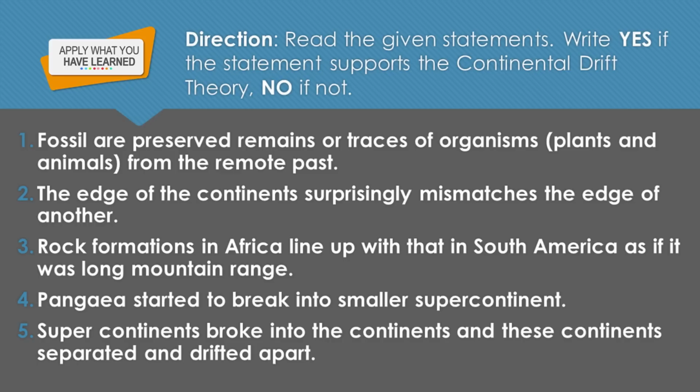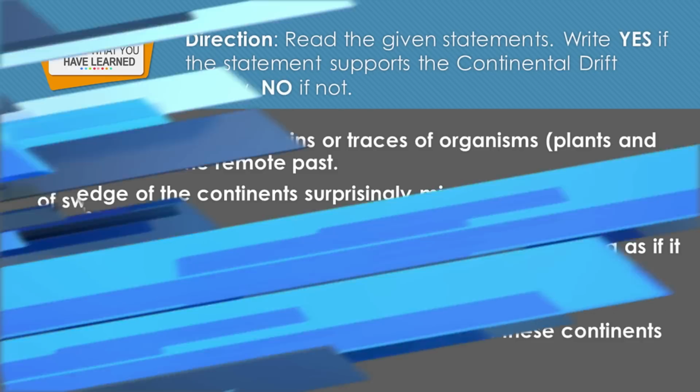2. The edge of the continent surprisingly mismatches the edge of another. 3. Rock formations in Africa line up with that in South America as if it was long mountain range. 4. Pangaea started to break into smaller supercontinents. 5. Supercontinents broke into the continents and these continents separated and drifted apart.